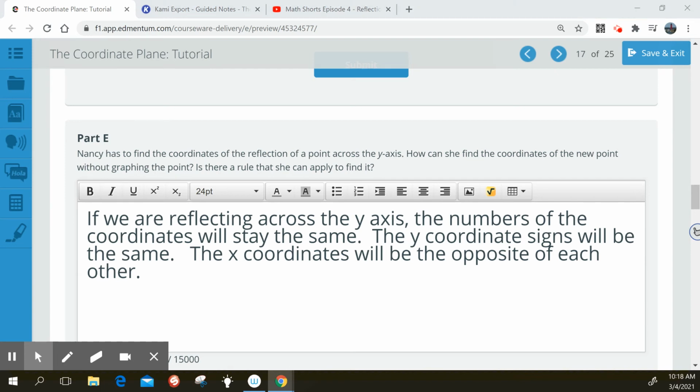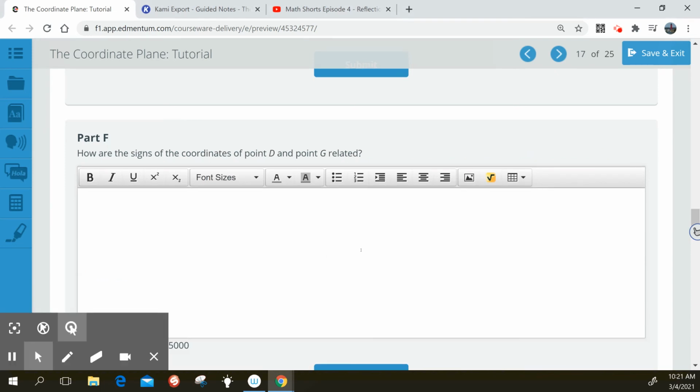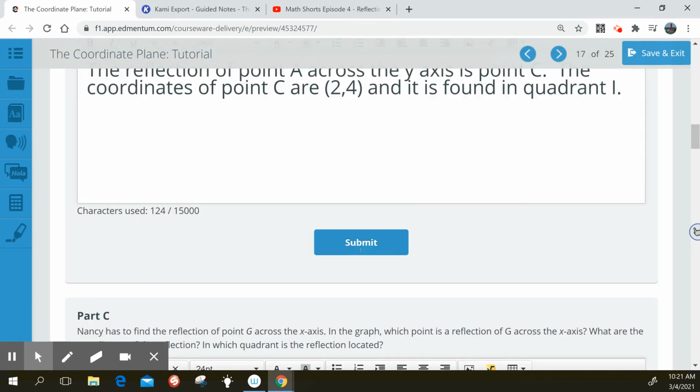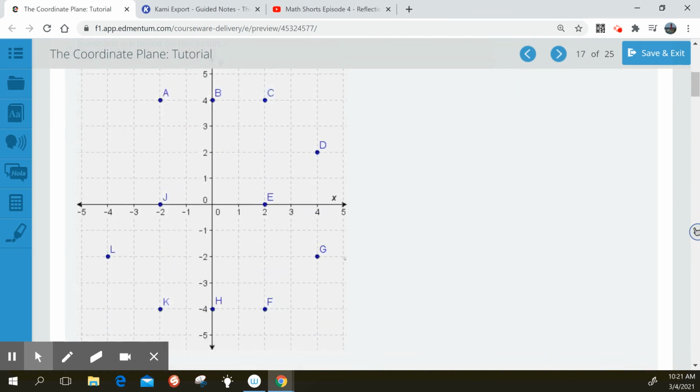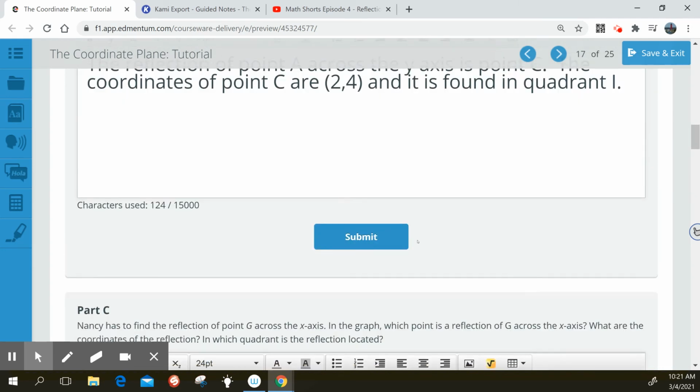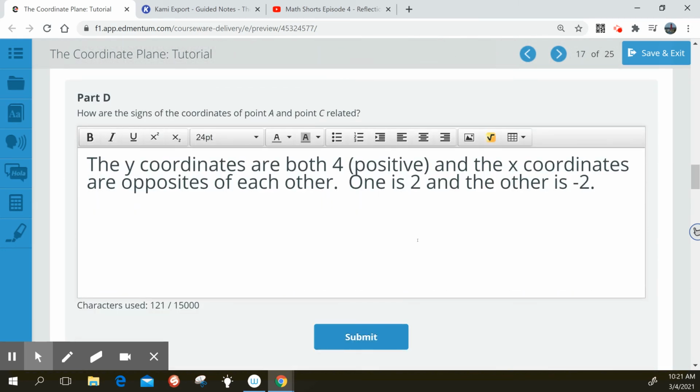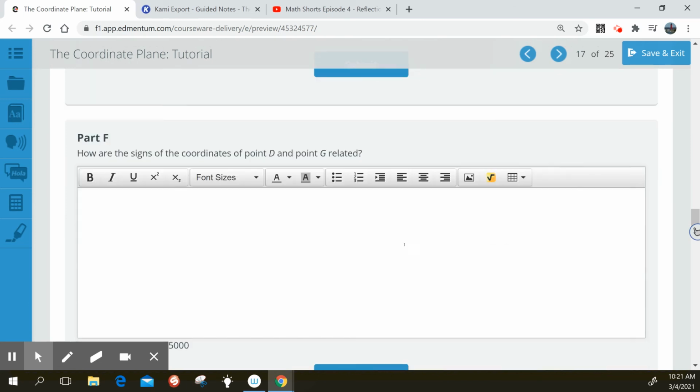Yes. You are. How are the signs of the coordinates of point D and G related? So let's look at D and G. How are those signs related? So they're a reflection across which axis? The x-axis. So we're going to say, I'm going to say they are reflections.